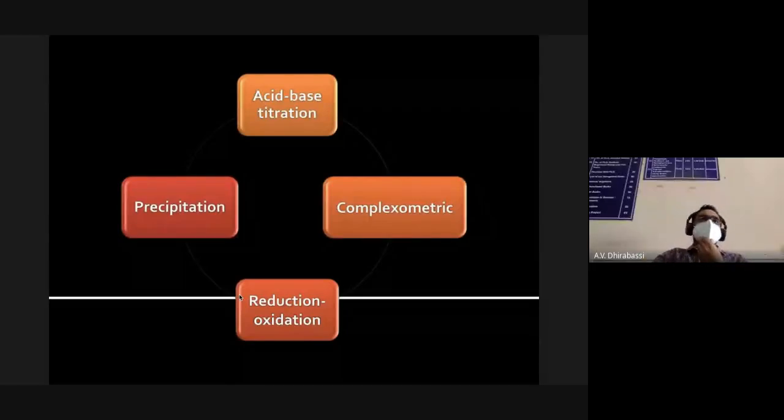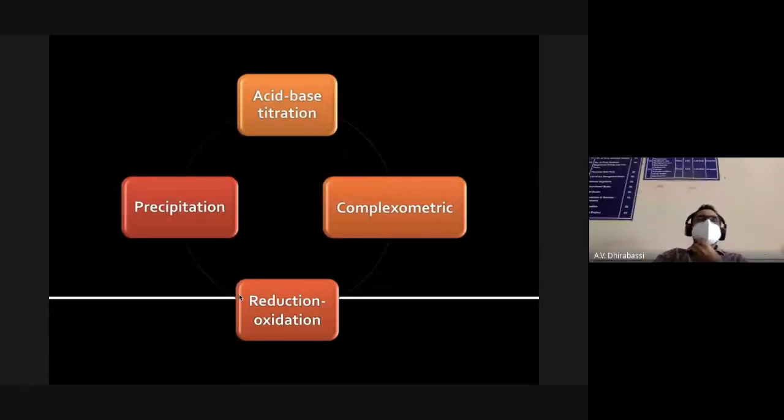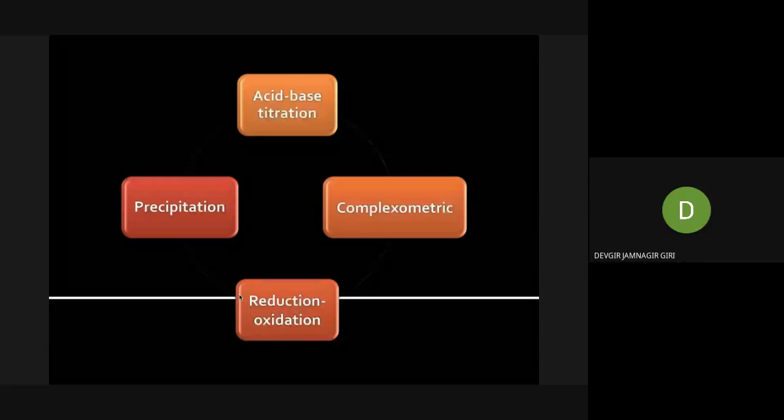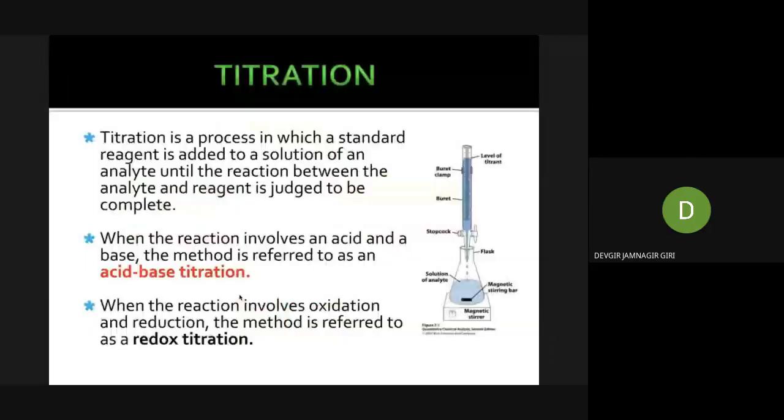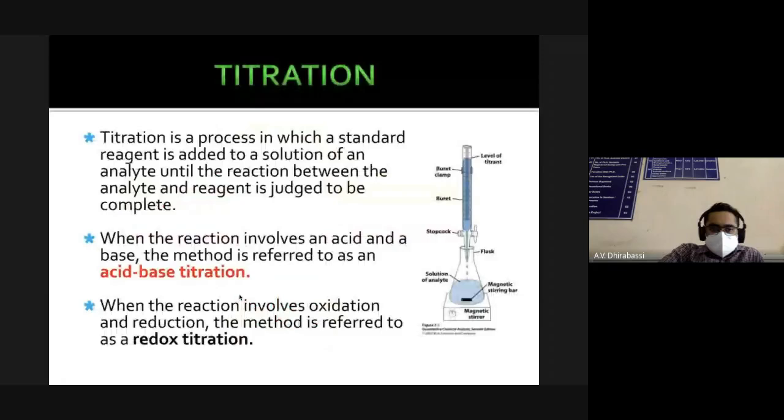Next, complex metric titration. Complex forms with compounds such as EDTA, Eriochrome Black T. To find out calcium, we use such complex metric titration. Then there is one more type, the redox titration, reduction and oxidation. So one by one we will discuss it. What is the acid base type?